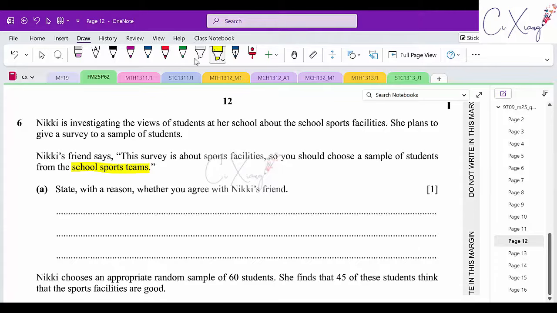For this question, this is not a random sample because we only select students from a certain group, which is the school sports teams. To carry out a random survey, you have to make sure that your sample is random enough. So for me, I will say no. I will not agree with Nikki's friend's suggestion, because the sample is not random enough. The sample is not random.